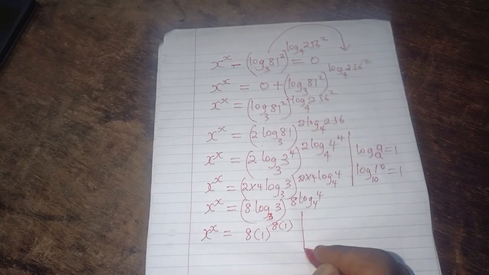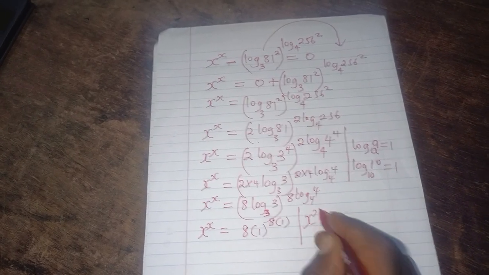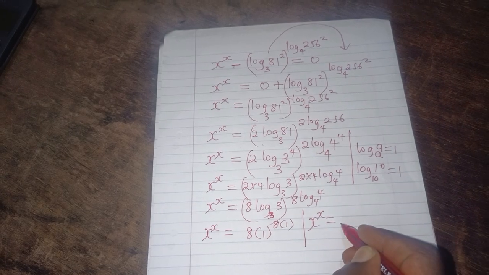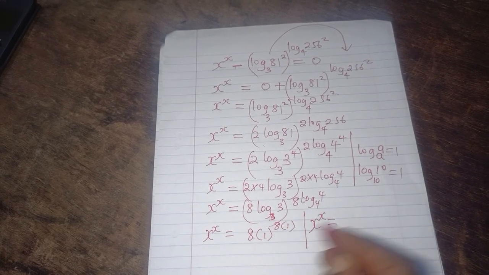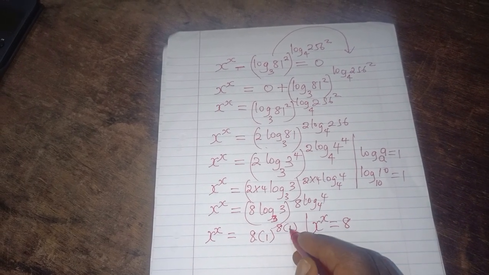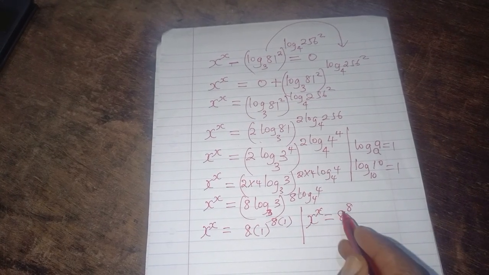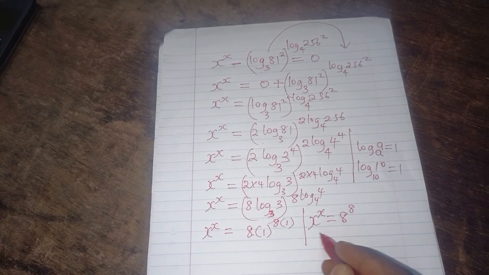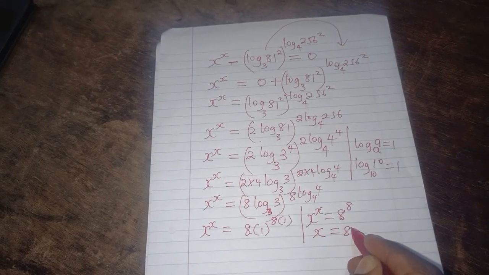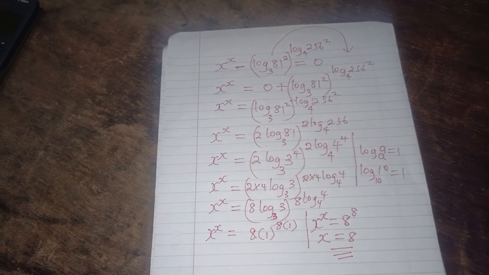So that you can now have x power x being equal to, as you can see, 8 times 1, that is 8. Then as well 8 times 1, that is 8. So that is x to power x is equal to 8 to power 8. That means x is equal to 8. And that becomes your final answer for that question.